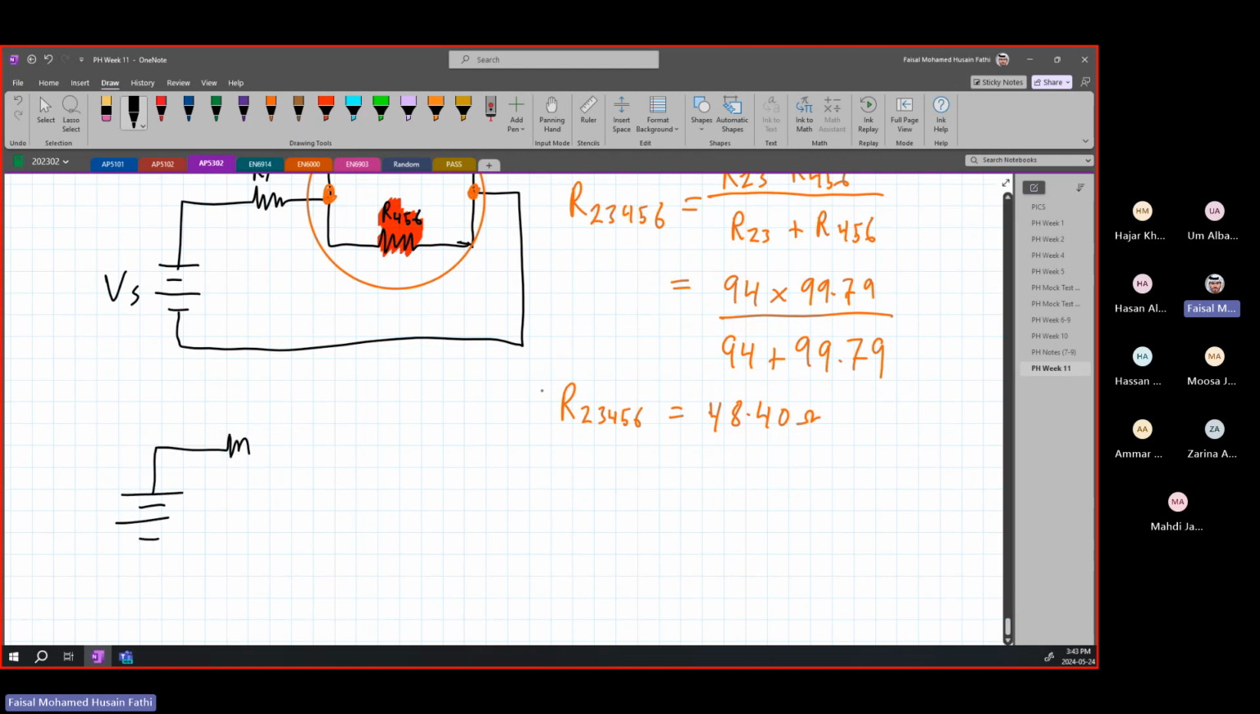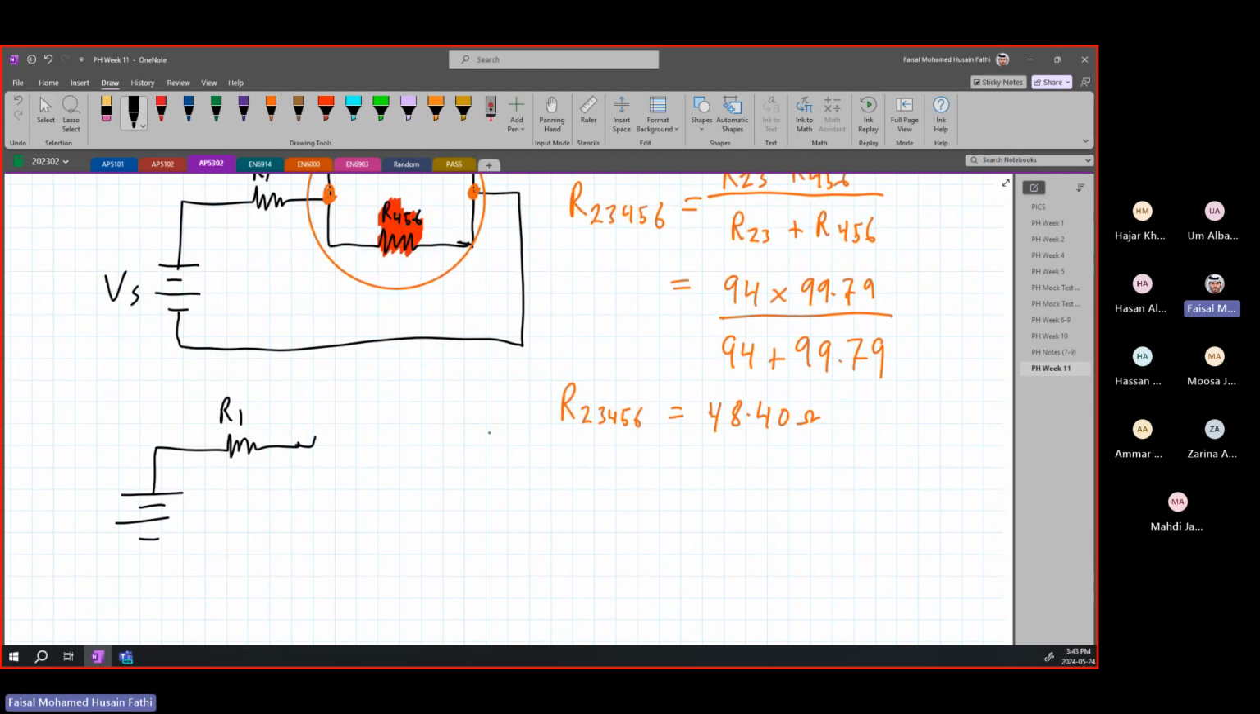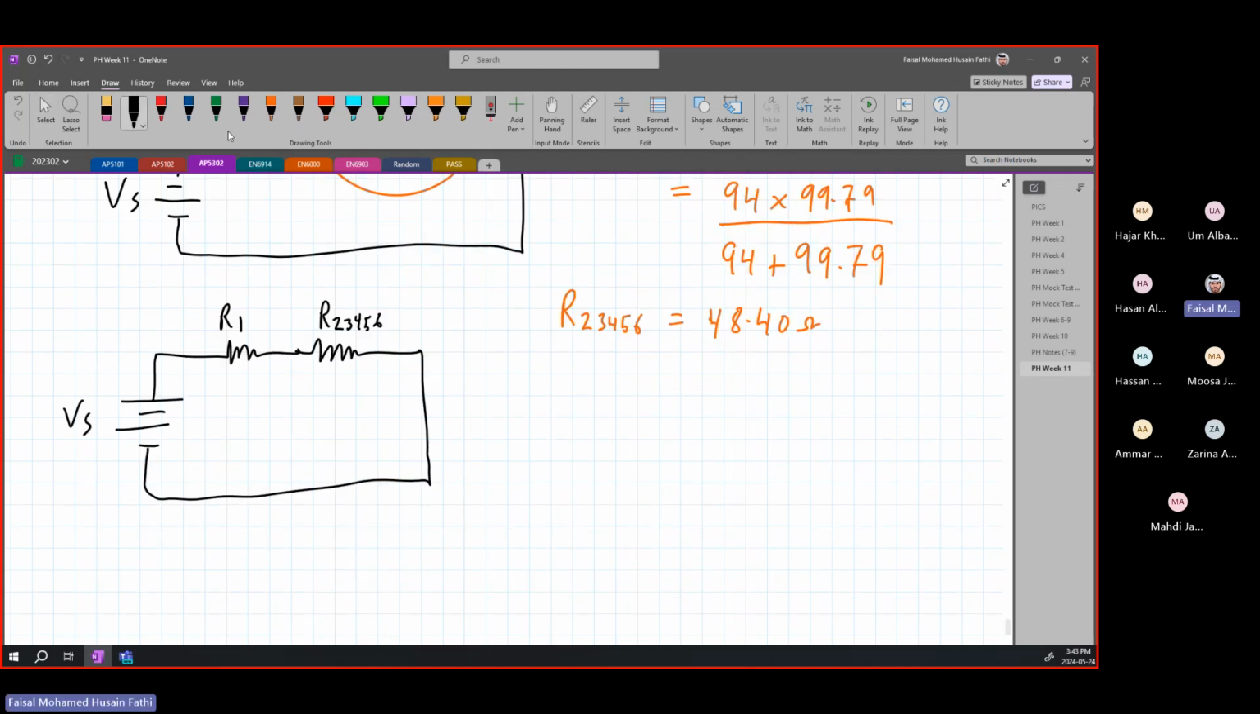So this is R1. And now we have combined these two. So we have just one more resistor over here, which is R2, 3, 4, 5, 6. And then this is going back to the ground. Okay. This again is just from the orange part earlier that we did. Here, it is very straightforward.